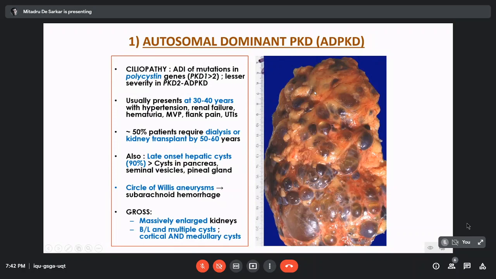And also there is this deadly risk of formation of aneurysms within the circle of Willis, giving rise to subarachnoid hemorrhage. So grossly, these particular kidneys are enlarged to huge grotesque sizes. You have these cysts which are seen to pop out both on the external surface and also internally. So you have these thin-walled sac-like cysts present all over the renal surface from the external aspect.